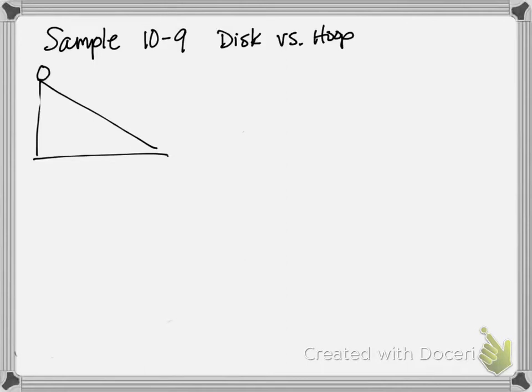Okay, this is sample 10-9, disc versus hoop. I'm on page 472. This isn't going to be a short video, so get a snack, get a drink, make some tea. I want to make sure that we all understand what's going on here.